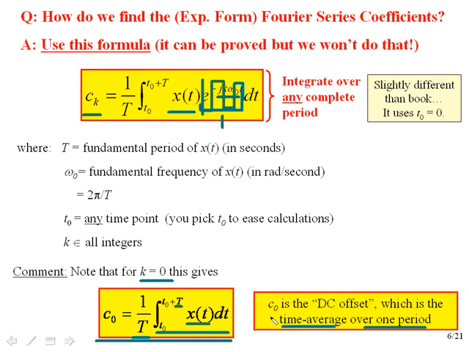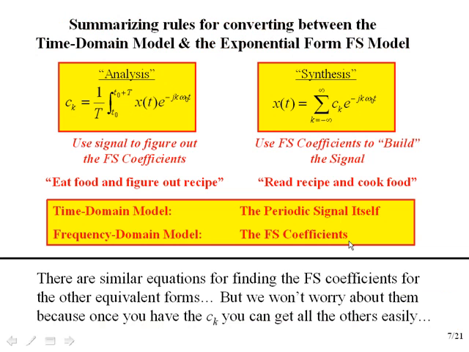And in fact, we've already seen that C0 is the DC offset. So C0 is chosen to move the signal up or down to the right DC level that the original signal has. So what this tells us is that to find the DC level of a periodic signal, all we have to do is average over one period of that periodic signal.